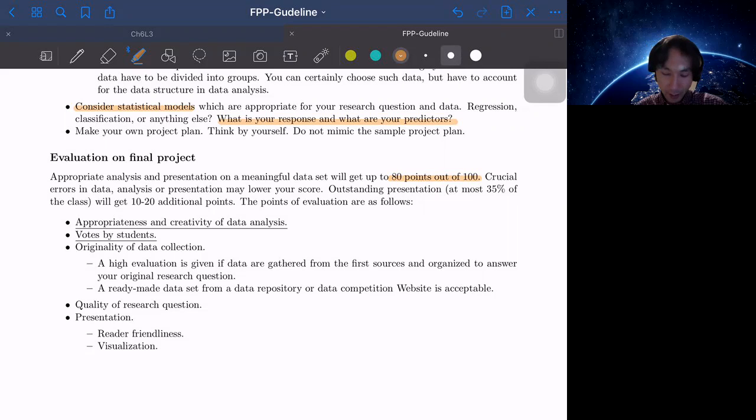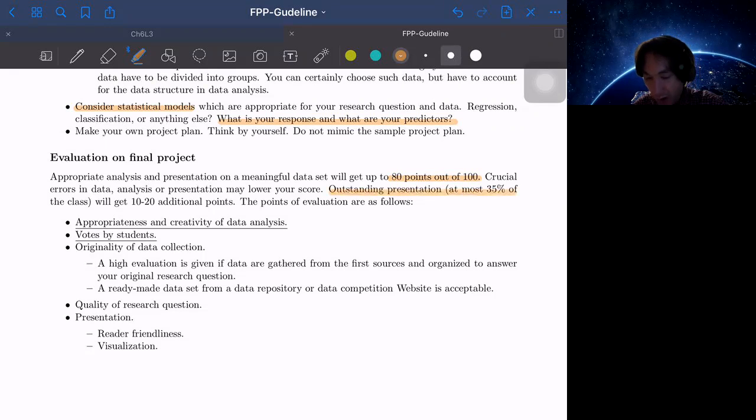But of course, if the data have crucial errors, or the analysis has crucial errors, or the presentation is not very good, then you may have a lower score. But in the past, a majority of students got 80 points. I would say in some semesters, all students got 80 or more. In some semesters, maybe 8 out of 10 students got 80% or more. At least a majority got 80 or more.